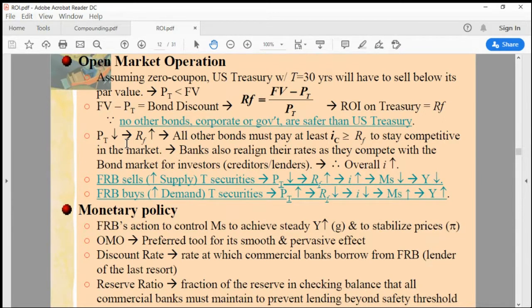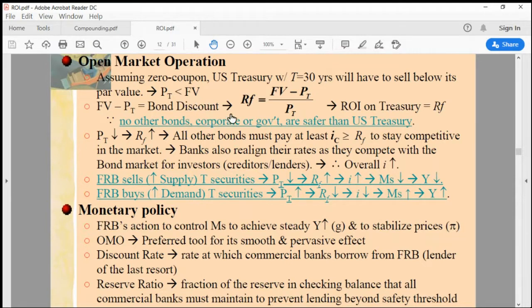So 30 years later, you will realize a 100% holding period return if you hold it for 30 years. That $500 is capital gains, but it's also called bond discount. The difference between the two is called bond discount because that's how much it is discounted. $500 is how much it is selling for, and it is discounted by $500 from the face value.